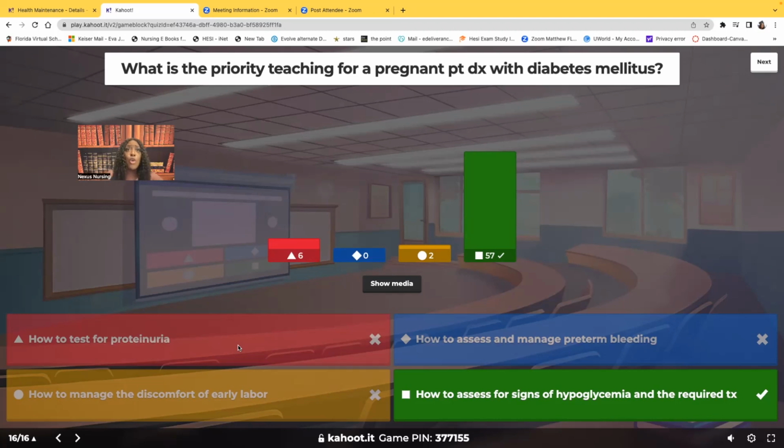So it's going to be how to assess for signs of hypoglycemia, because that patient that is diabetic during pregnancy, can they take oral hypoglycemics? Absolutely not. The only thing they can take is what? Insulin. What can insulin do? Cause hypoglycemia. What kills you faster? Hyperglycemia or hypoglycemia? Hypoglycemia any day of the week. So that's what we're going to be concerned about. We're going to teach her the signs and symptoms of hypoglycemia and the treatment required for it.